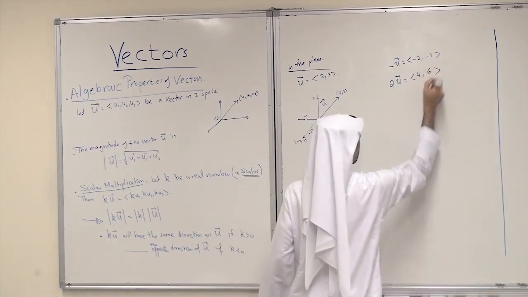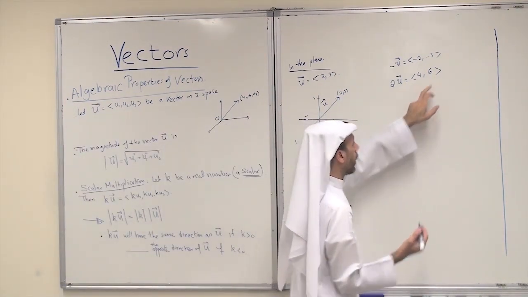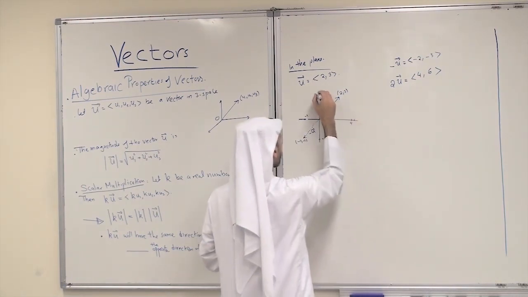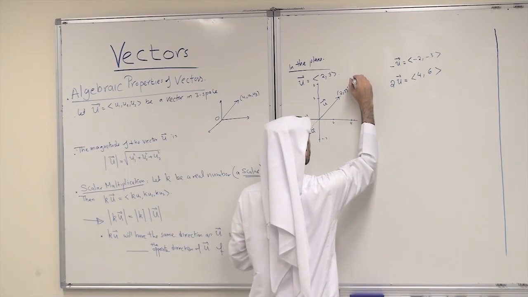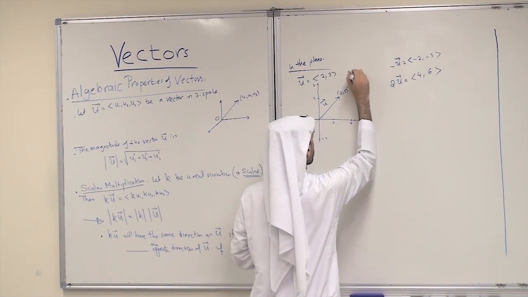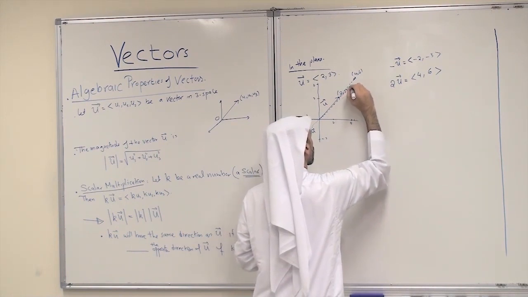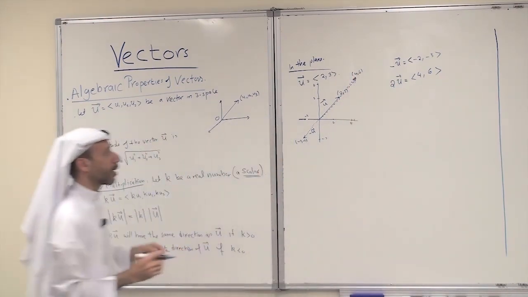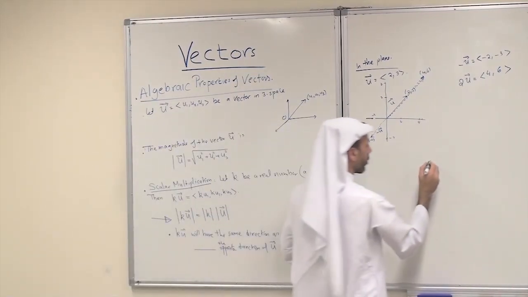4 and 6. Then I need to plot the point 4 and 6. So this is 2 and this is 4. And this is 6. So it will be something like this. You continue to 4 and 6. This is 4 and 6. So this is the second vector. It is pointing toward the same direction, but the magnitude is really double.